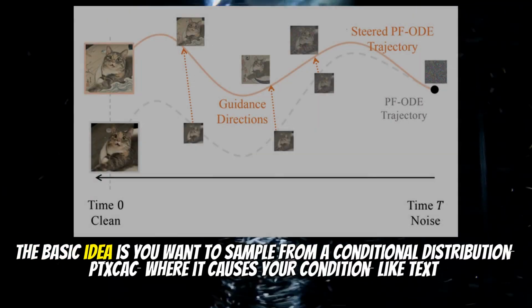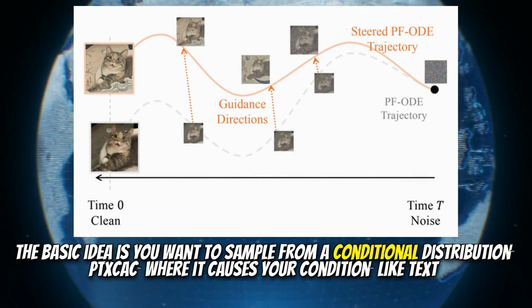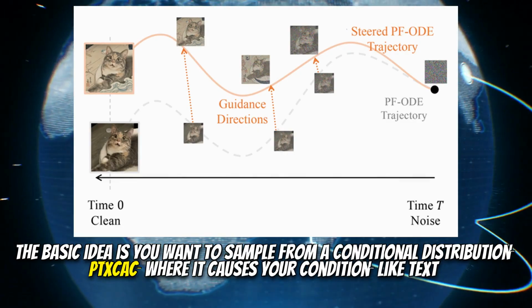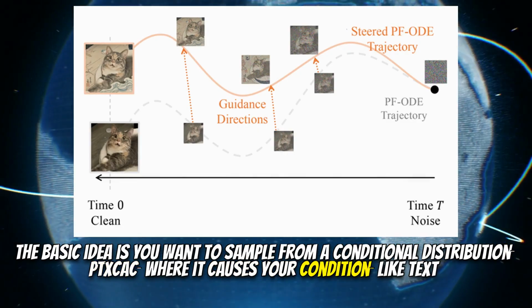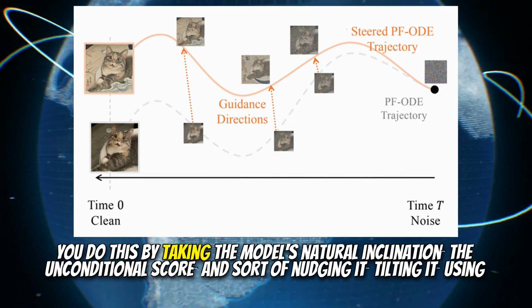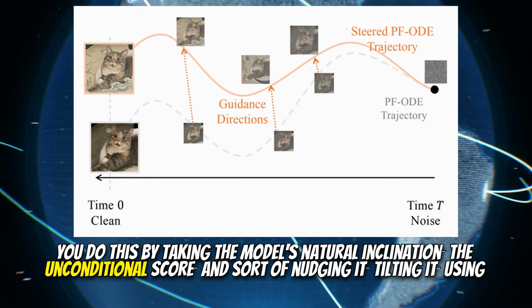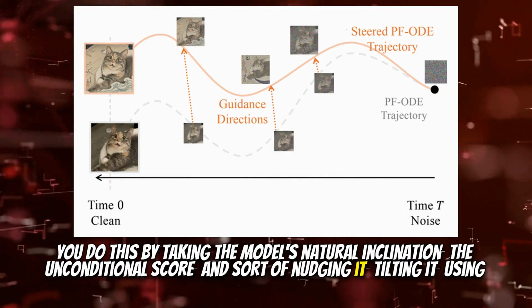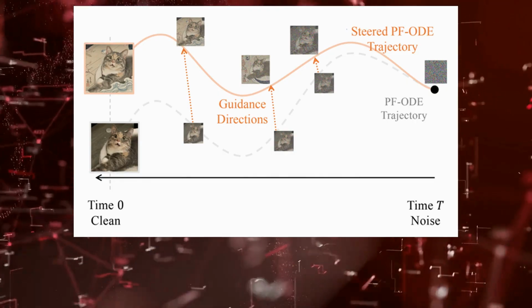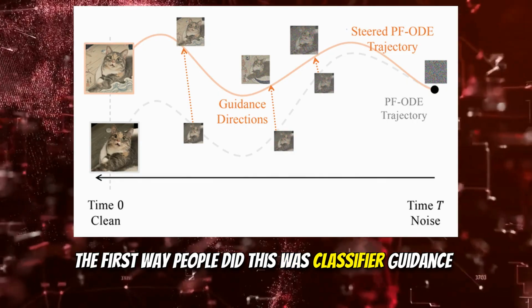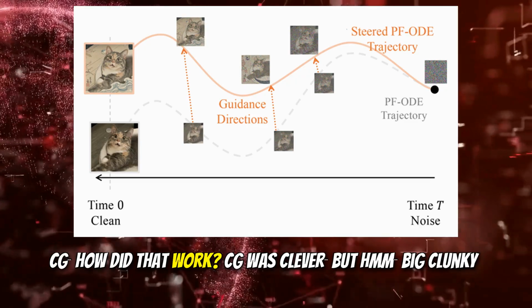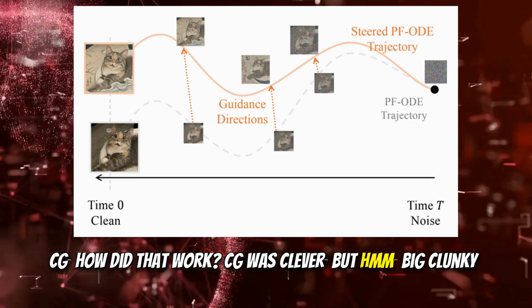The basic idea is you want to sample from a conditional distribution, p(x|c), where c is your condition, like text. You do this by taking the model's natural inclination, the unconditional score, and nudging it, tilting it, using information from the condition. The first way people did this was classifier guidance, CG. How did that work? CG was clever, but a bit clunky.